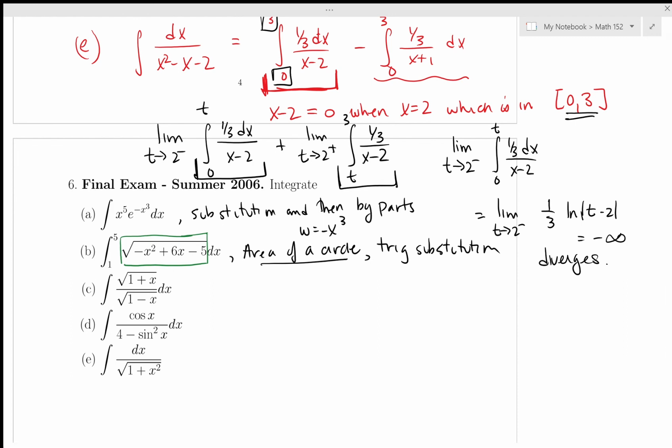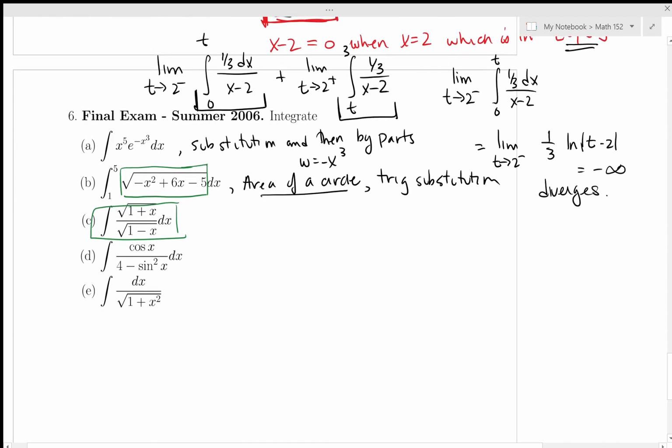Okay, next, what is this one here? Oh, we haven't really seen what to do much here, something that looks like this. Let's take a little bit more of a look at this one. C, the integral of the square root of 1 plus x over the square root of 1 minus x. Okay, so what to do here? It's not so obvious actually, but what you can do is multiply by the conjugate, like in this manner here, where this is the conjugate of this.